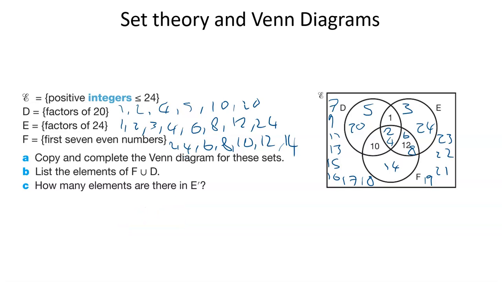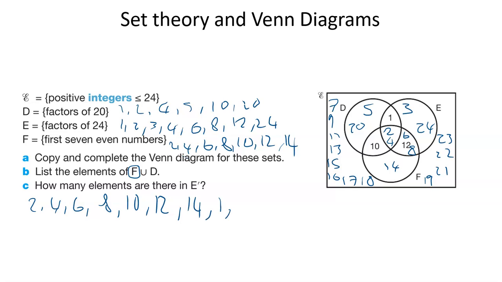But this is wanting a list, so we can just do it. And the way I like to write it out is, I forget about the union for a second, all of F is going to be in it, so I'm just going to write down the whole of F. So in order, 2, 4, 6, 8, 10, 12, 14, and then in union with D means we're going to have anything else that I haven't already got written down from D.